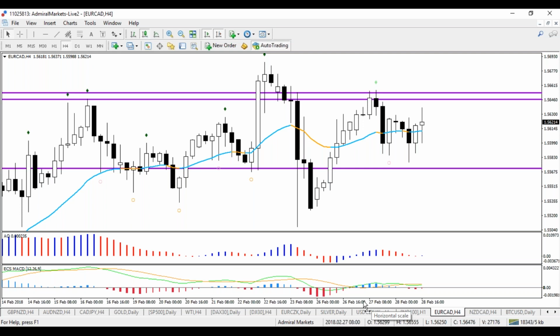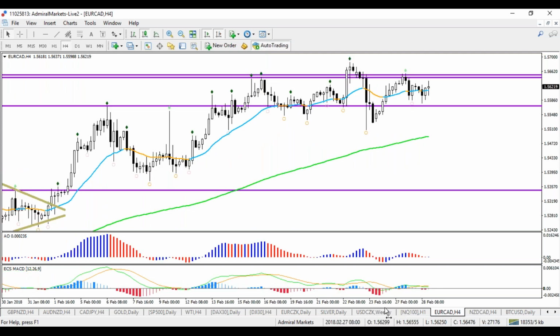Not too sure. I would still rather wait. Dollar CAD could be okay as a breakout. Euro CAD, let's wait for the euro dollar, I would say. But if it does break through this resistance trend line, yes, bullish break could be on the table.